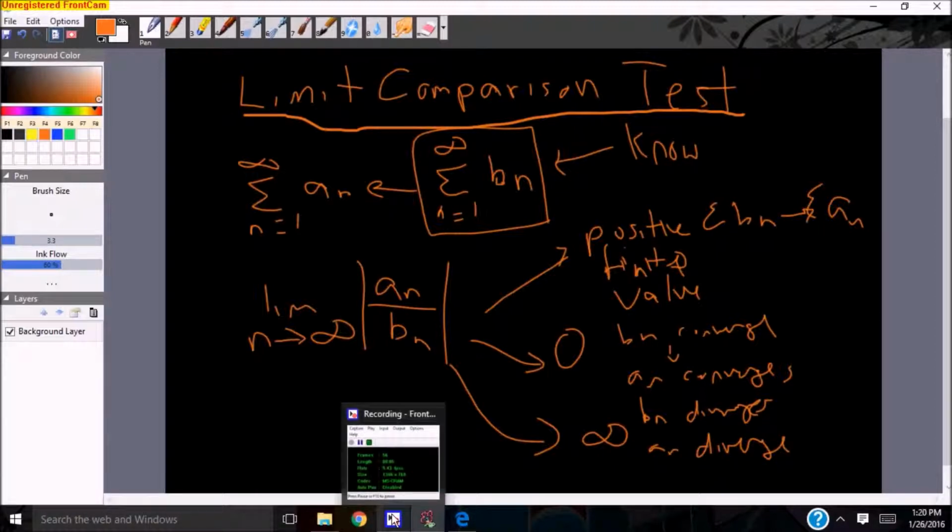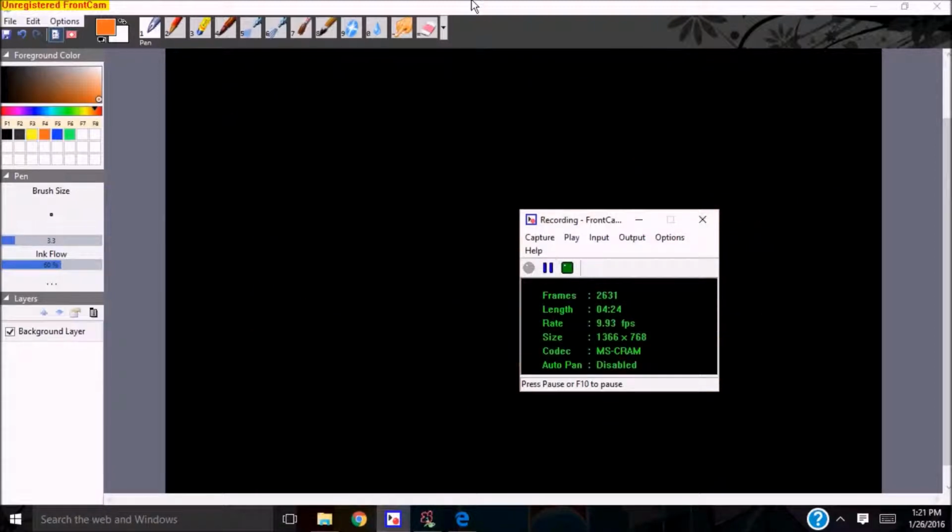Alright, so this kind of sets us up to be able to try a problem. So we're back, and the first series we're going to look at is the sum from 1 to infinity of 1 over 3n squared minus 4n plus 5. Right now we don't know what this series does.